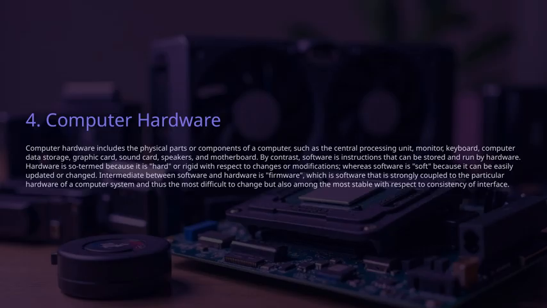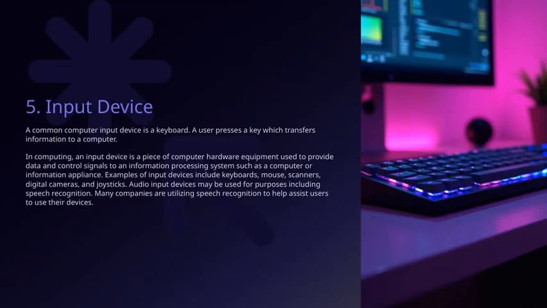Connecting this back to our overall theme, understanding hardware helps us appreciate how software functions smoothly and how both are vital for the computer to work effectively. Let's talk about input devices, starting with the keyboard, which is probably the most common one. When you press a key, it sends information directly to the computer, allowing you to interact with it effectively. In a broader sense, an input device is any piece of hardware that provides data and control signals to an information processing system, like a computer or even a smart device.